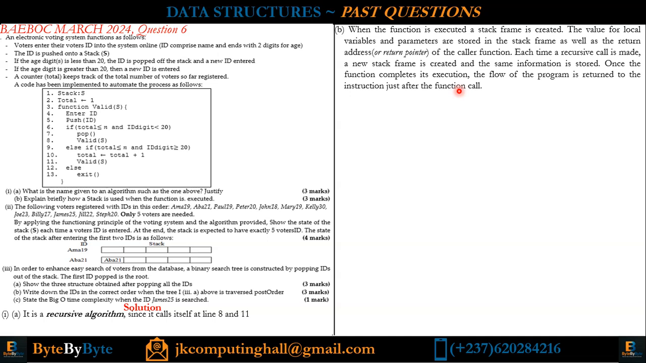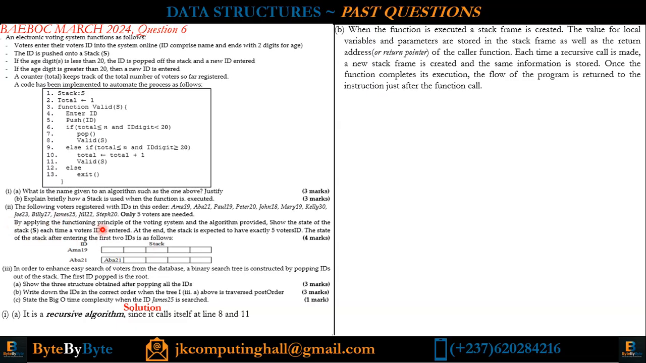Now, top 2. The following voters registered with ID in the order, that's the order we gave. Only 5 voters are needed, meaning that once the size of the stack we are using, which is 5, is full, we stop.